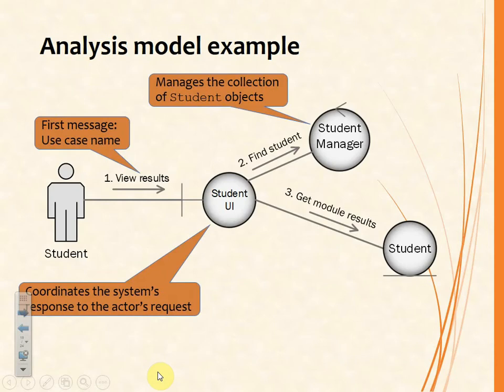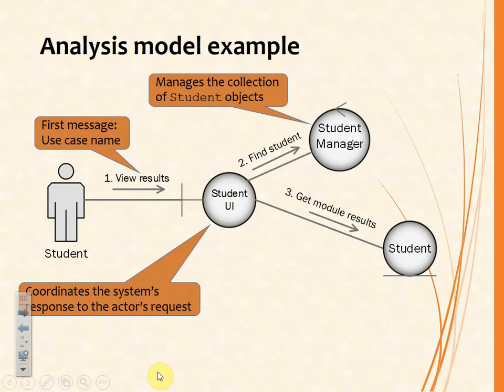Remember, this represents just a single use case. If you've got 10 or 12 or 1,000 use cases, you will have 10 or 12 or 1,000 analysis models. Now, when we think about view results for a student and register for a module, there are going to be some overlaps. They're both going to use the student UI boundary class. They're both going to have a student manager control class. One will have a student entity. The other will also have a student entity and probably a module entity. So we'll find there's a lot of overlap.